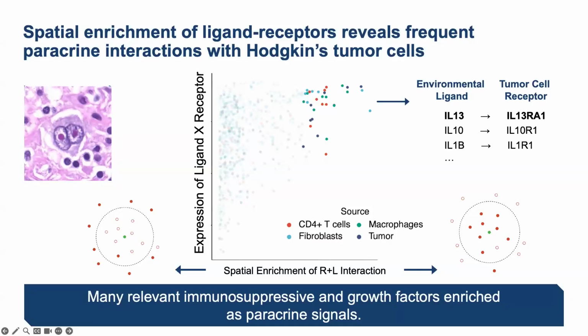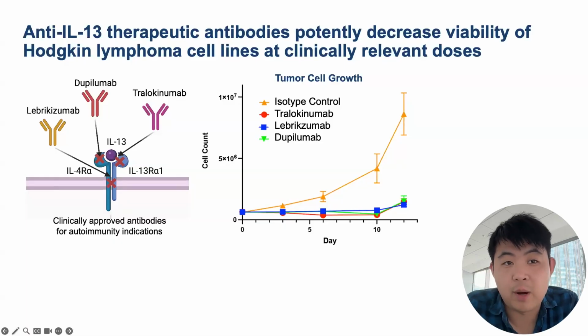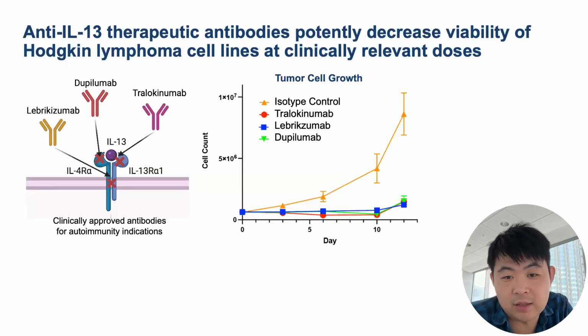I'll just highlight one, IL-13 and IL-13 receptor, which is important because IL-13 has a lot of therapeutic antibodies that block IL-13 interacting with the receptor, mainly for autoimmunity indications. It turns out that when you use these same therapeutic antibodies, you can block tumor cell growth both in vitro and in vivo, at really clinically relevant concentrations. So it's very possible that blocking this environmental signal for tumor growth is targeting the environmental dependency.